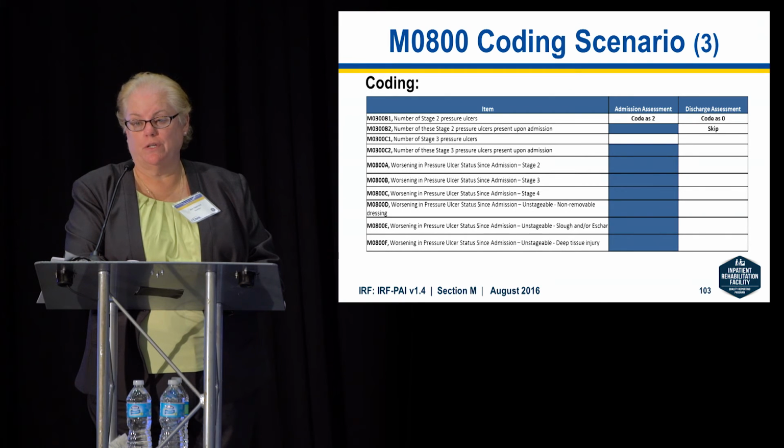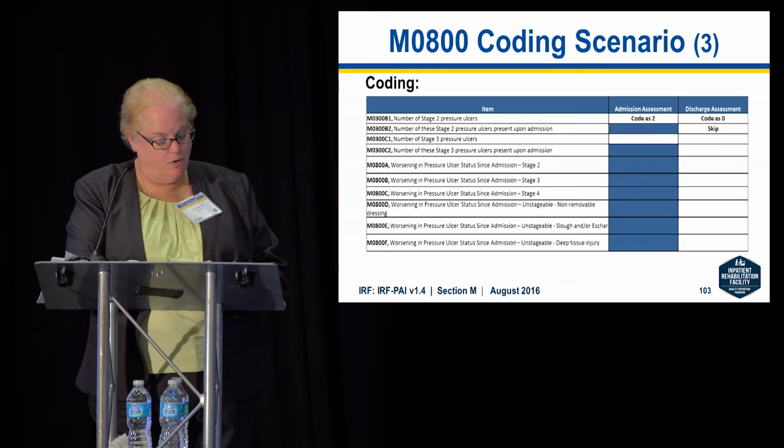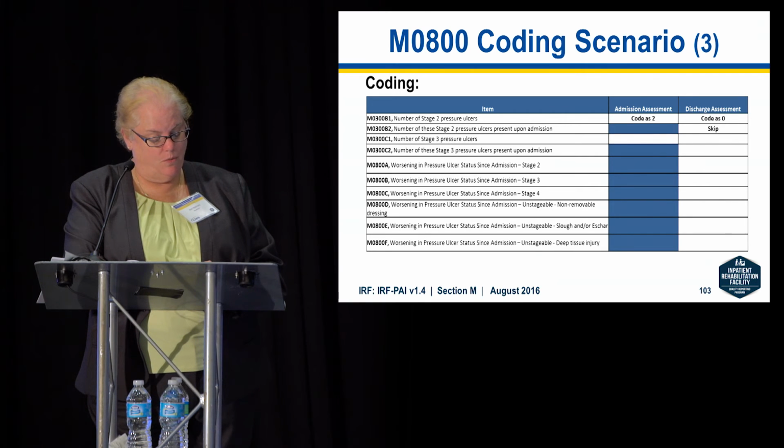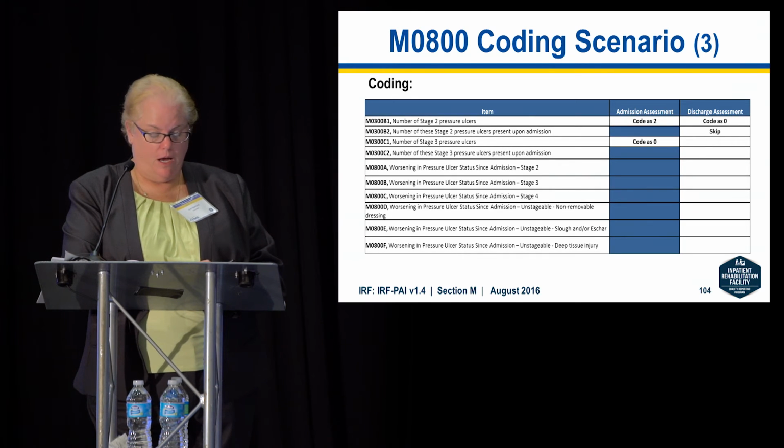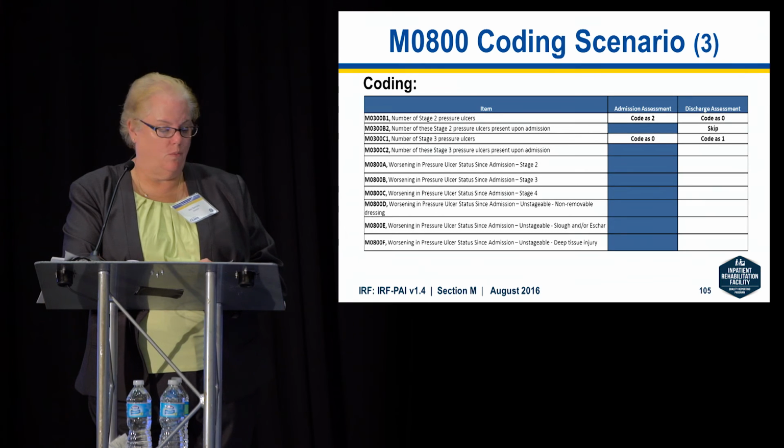Number of these 2 stage 2 pressure ulcers that were present upon admission. It's a skip. Remember we talked about the skip pattern because we didn't have any? Okay, great. M0300C1, number of stage 3 pressure ulcers on the admission assessment. Right, they didn't have any. How about on discharge? They had 1.